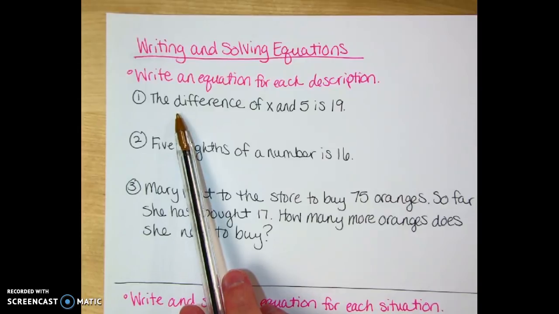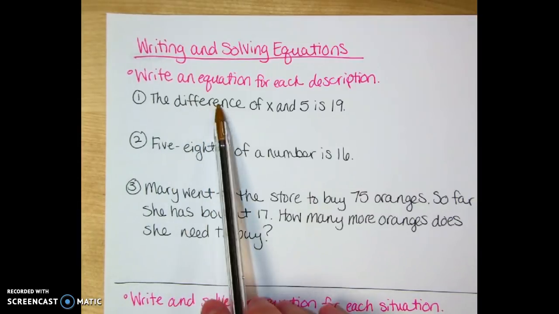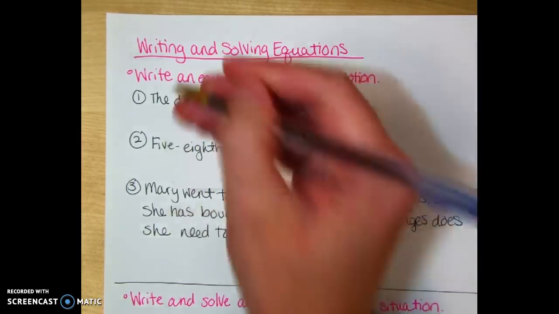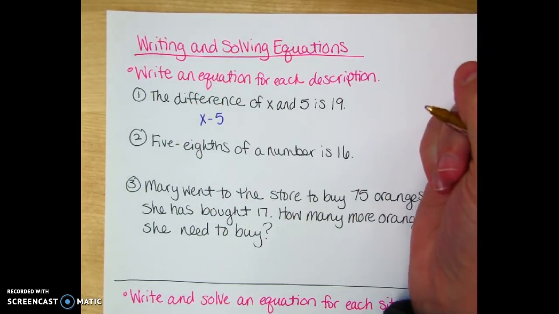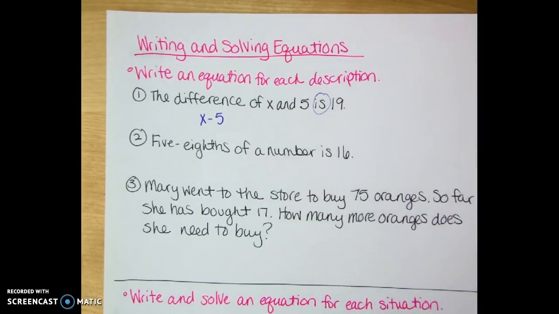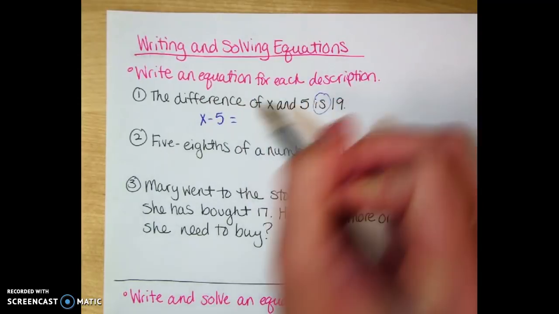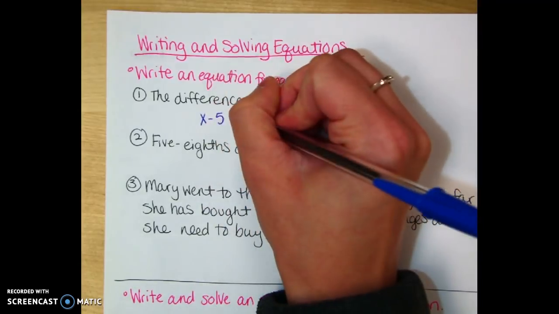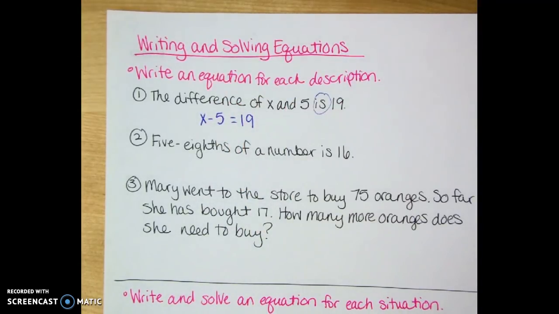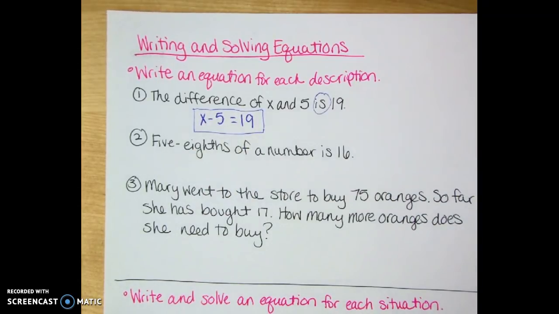Last unit we worked with expressions, and an expression would just be the difference of x and 5, and you would know that you write x minus 5. But what makes this an equation is that it has this word is. Is means equals. So this is the difference of x and 5, x minus 5, equals 19. And I know that you know how to solve that, but for right now you don't need to worry about that. That's where we're going to stop with these three.